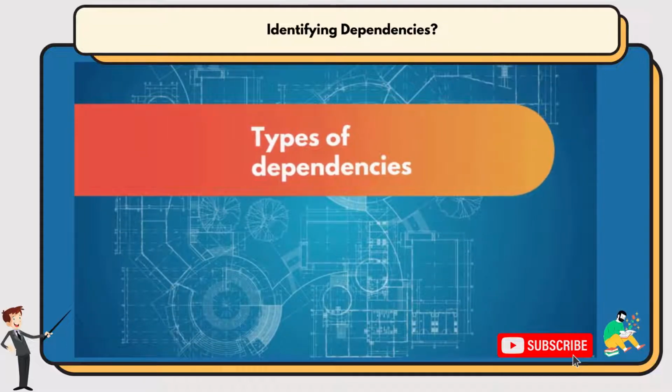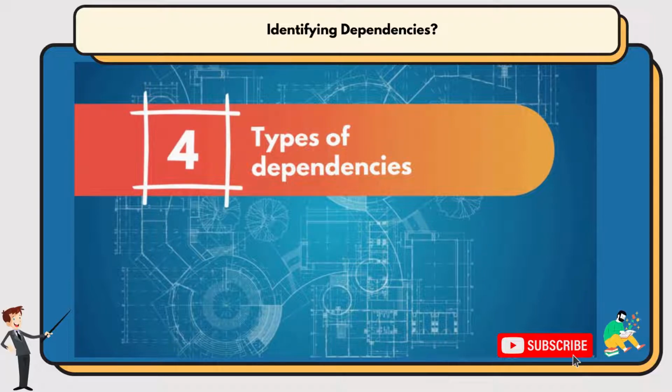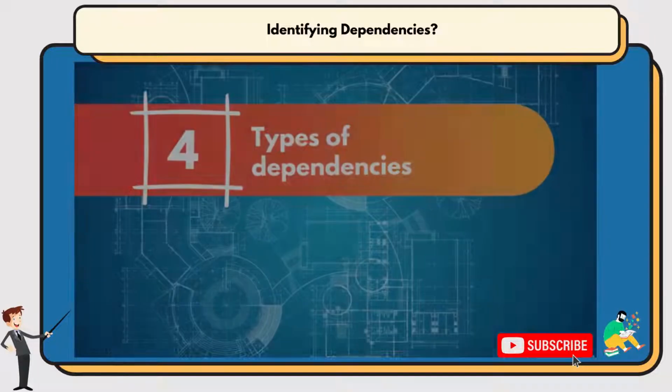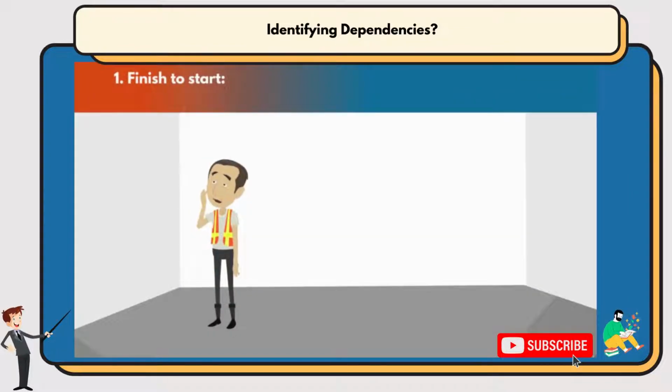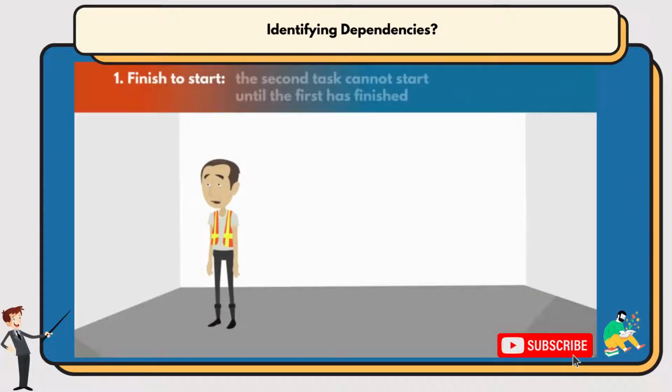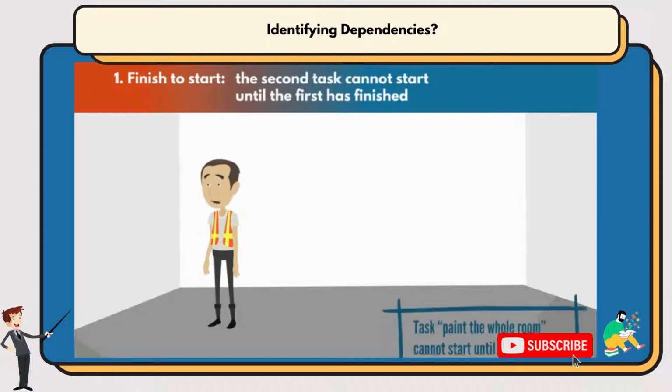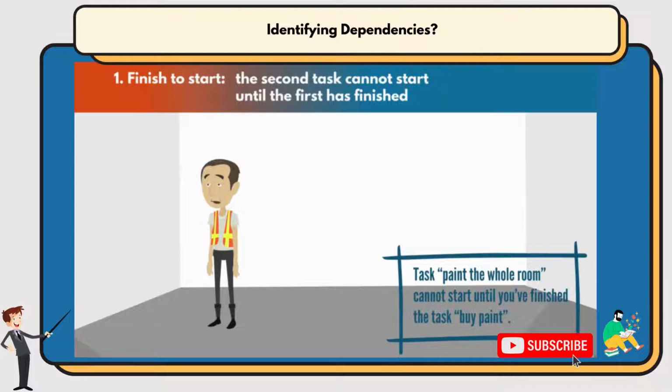Now let's have a look at the types of dependencies. 4, again, is the magic number here. First, we have finish to start, where the second task cannot start until the first has finished. The task paint the whole room cannot start until you finish the task buy paint.